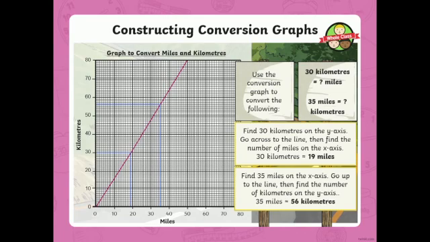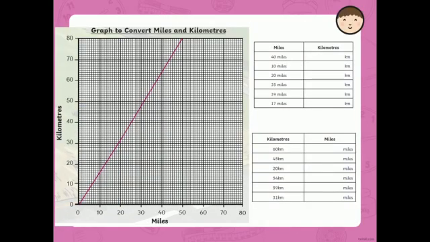Hopefully you shouldn't find this too tricky. So on the screen there, I've put the conversion graph on for you to see. And you've got two sets of conversions to do. Top one's miles to kilometres, and the bottom one's kilometres to miles. So you can print this off if you want to use the graph. Now I know not everyone's got a printer. I'm hoping if you can't print it off, it's still clear enough on the screen for you to use.